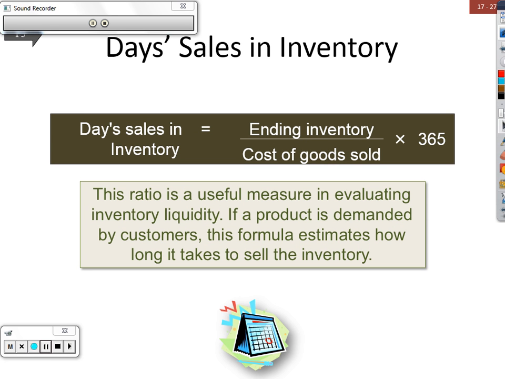Days sales in inventory. Again, how quick of the ending inventory that you have, how many days is it taking you to sell that inventory? How long is the process from the time that you get the product to the time that it goes out of the door? All of that affects cash flow. It affects operations. It affects sales.